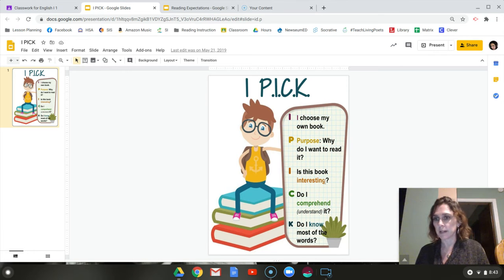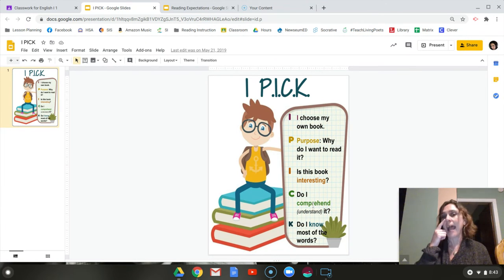Is this book interesting? Listen, you guys, reading is supposed to be fun. And I know that in school we kill reading. We make it absolutely totally unfun for you, all right? My goal this year is to try to make it fun for you again. Pick something that is interesting to you. If it's not interesting to you, don't pick it, all right? You're not going to read it if it's not interesting.